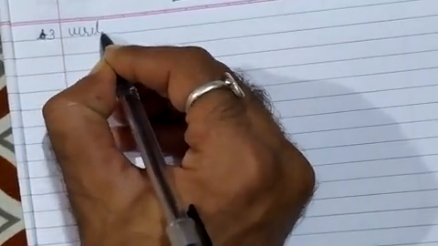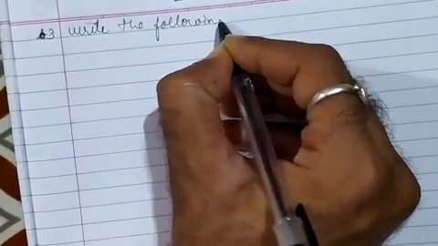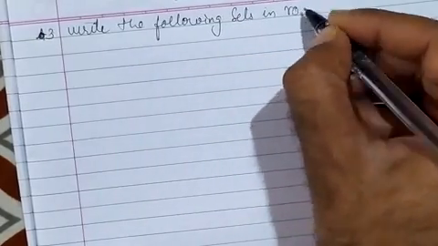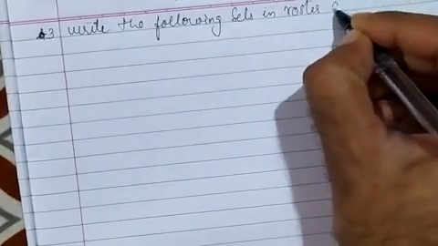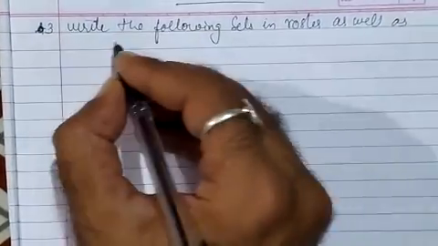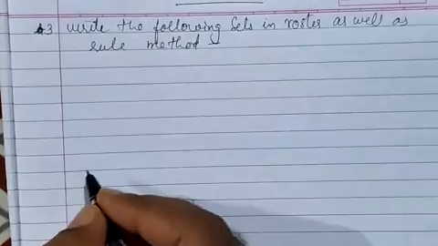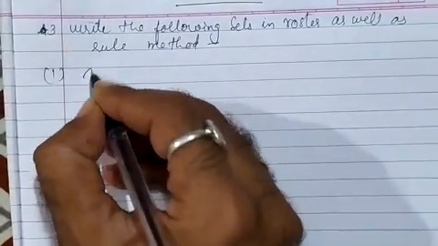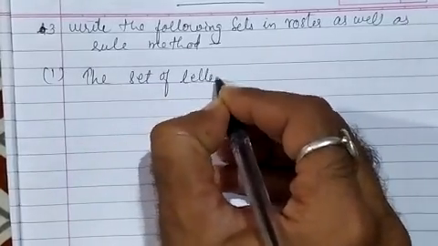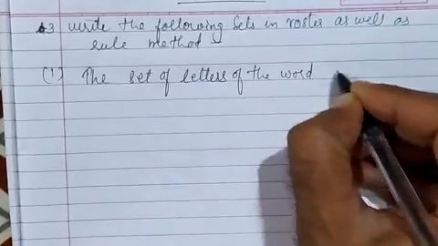Write the following sets in roster method as well as rule method. The first question is the set of letters of the word terracotta.